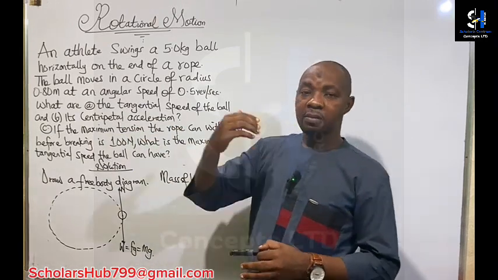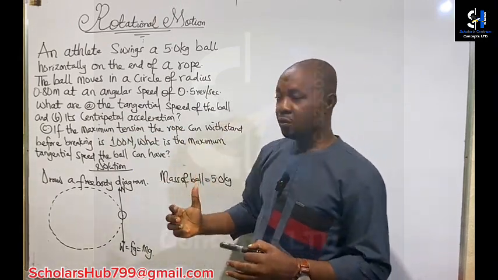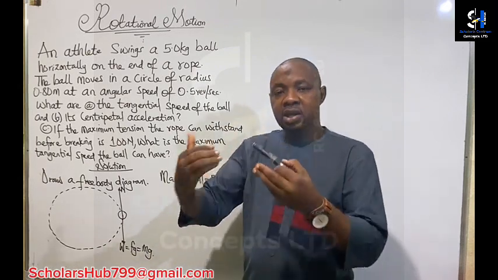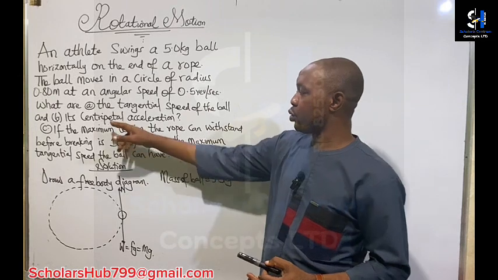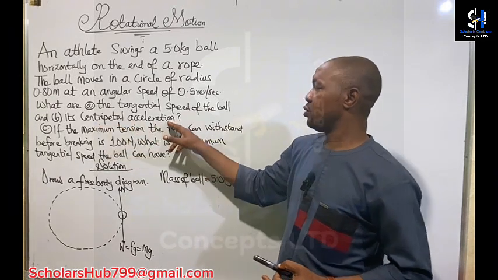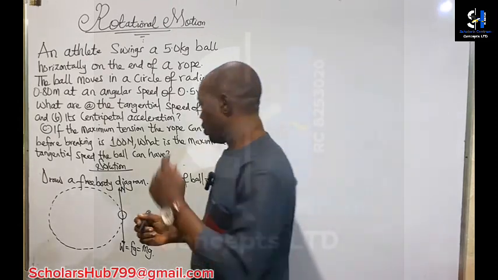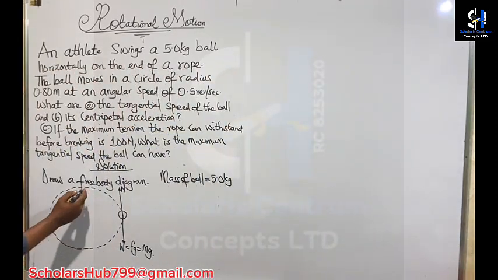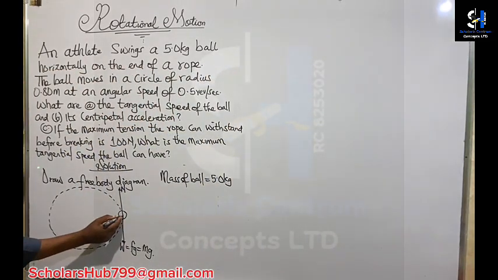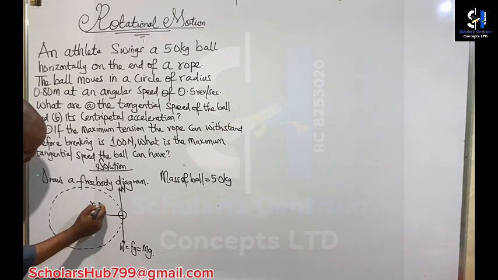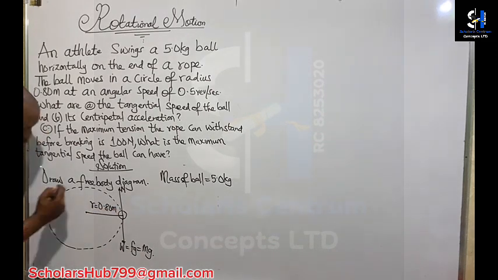So when the force keeps the body moving in a circle, it will develop an acceleration, and that acceleration is what we call centripetal acceleration. Now what is the tangential speed? That is a linear speed. Let me draw it. It keeps the body moving in a circle, which means there will be a radius. Let's say this is the center of the circle, so we have r to be 0.80 meters.